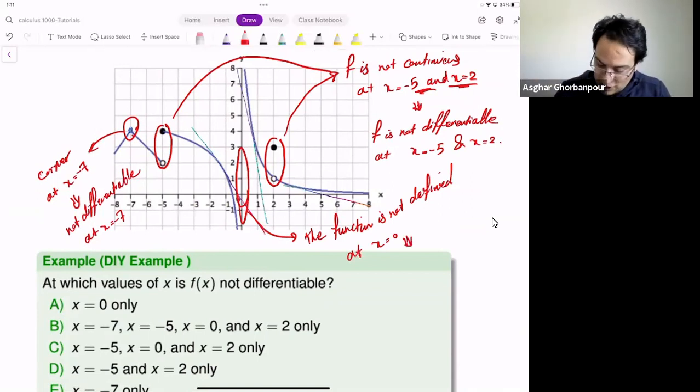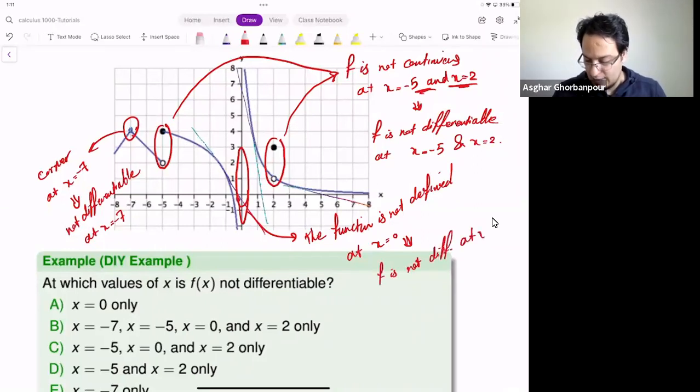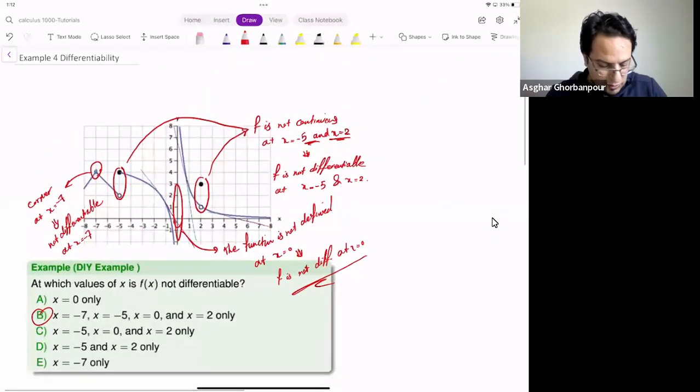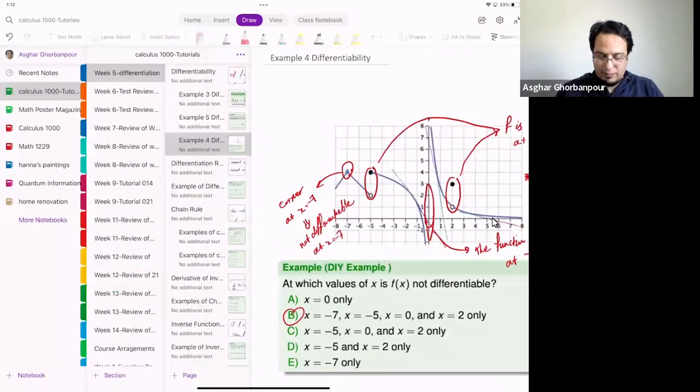So if a function is not defined at a point, it means that it's not differentiable, it's not continuous. So f is not differentiable at x equal to 0. And everything else, this function is differentiable, at least the parts that I have graphed. And as you can see, I believe, yeah, this is the answer. So you just need to know what's happening in terms of graph when we're talking about differentiability.